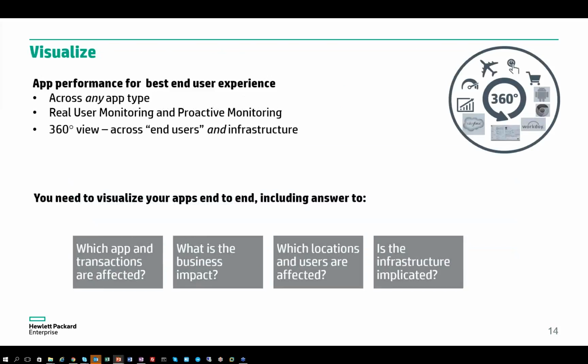So what do we mean by visualize? Let me suggest the capabilities you need in order to get to that desired state. You need a single solution that will allow you to visualize the performance and availability of your applications across any application type, across both real user and proactive monitoring, or what we call synthetic monitoring. And you need to have a 360-degree end-to-end view that integrates the user experience health and the infrastructure health.